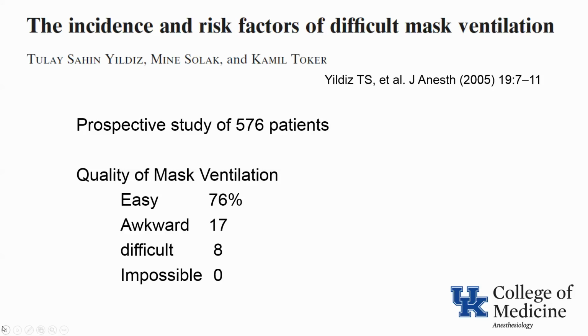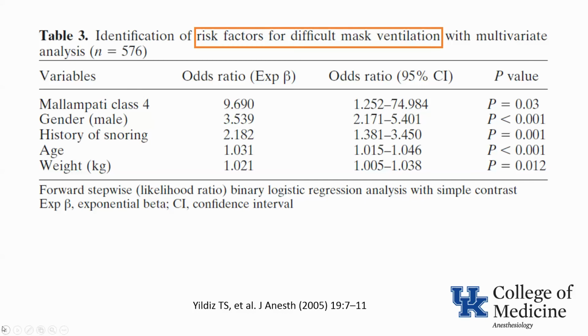This was a paper in which they investigated the incidence and risk factors for difficult mask ventilation. They used this criteria, or they qualified the difficulty of mask ventilation from easy to impossible. And you see about 17% it was considered awkward, 8% difficult, and none in this study were impossible. And this is a summary of the risk factors that they found that were associated with difficult mask ventilation, including Mallampati class, gender, history of snoring, age, and weight.